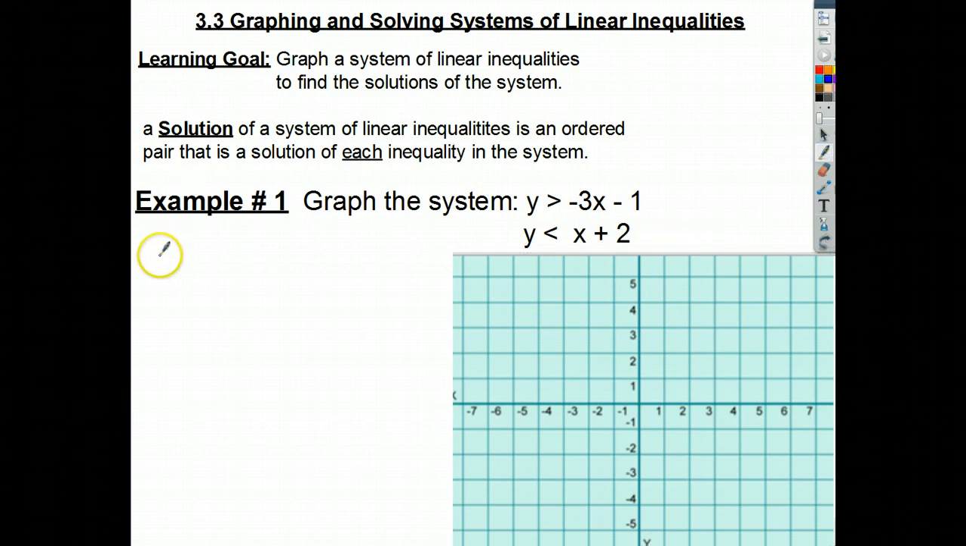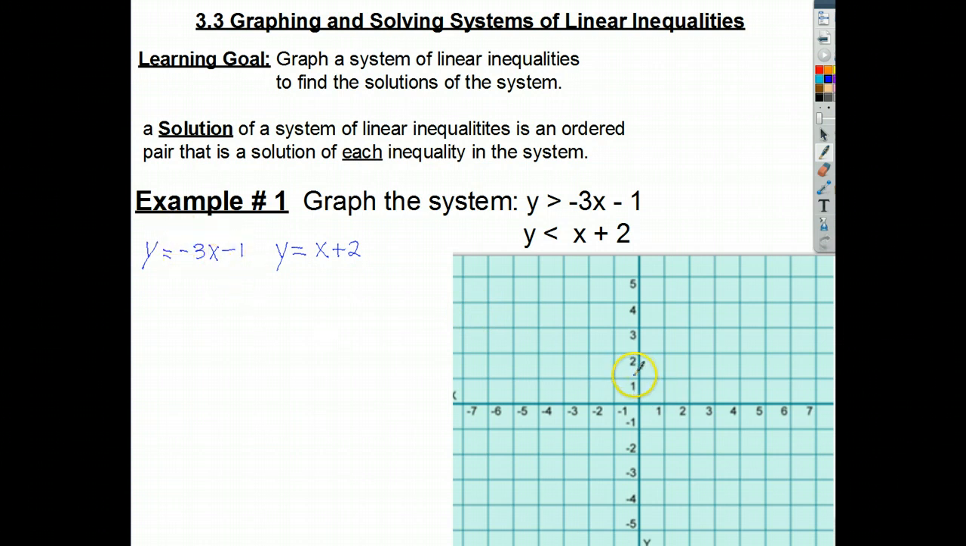So step 1, we learned this in an earlier lesson, I believe 2.6. We learned how to graph linear inequalities. The first step is to take the linear inequality and write the equation of the boundary line. For the first one, the boundary line is y equals negative 3x minus 1. The second one is already in slope-intercept form, so the boundary line is y equals x plus 2.